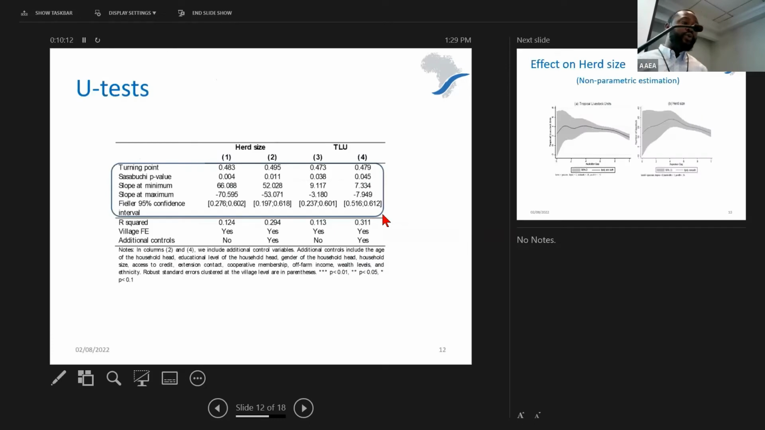And we now look at the various U-shaped tests that enable us to look at the various turning points. So what is the threshold beyond which aspirations are definitely going to lead to a reduction in livestock investments? We estimate various p-values for the turning points. And so far, the turning point is around 0.48. And this is highly significant when we look at the Sasabuchi p-value, and we also estimate the slopes at the maximum and the minimum, which tells us that our inverse U-shaped relationship is actually confirmed in the case of livestock investments in Kenya.